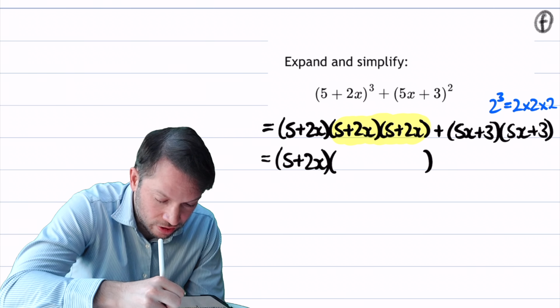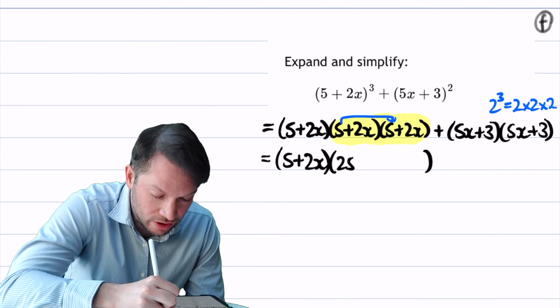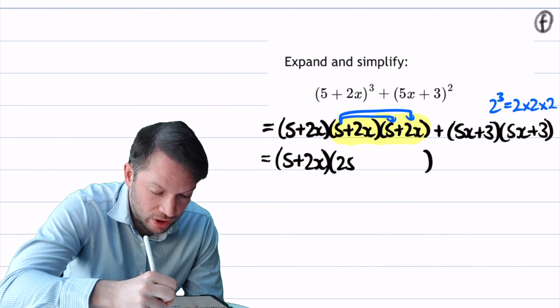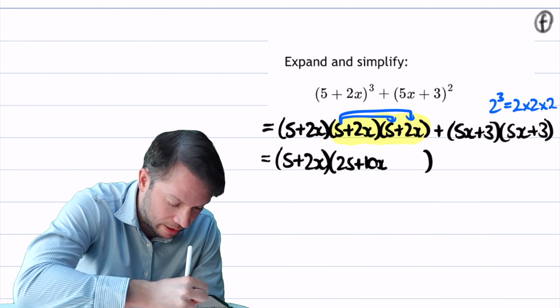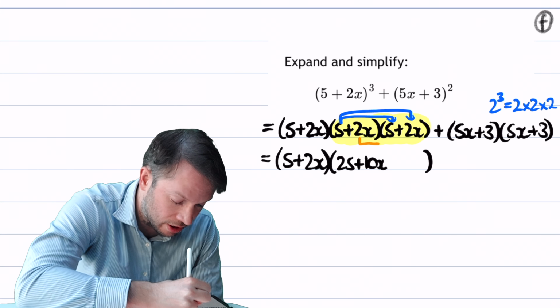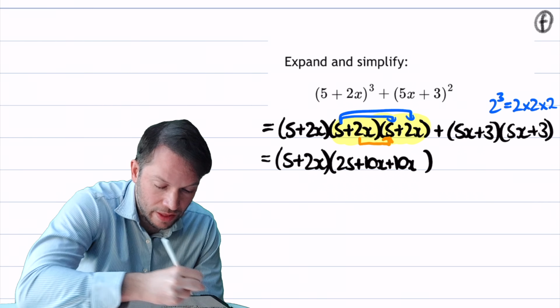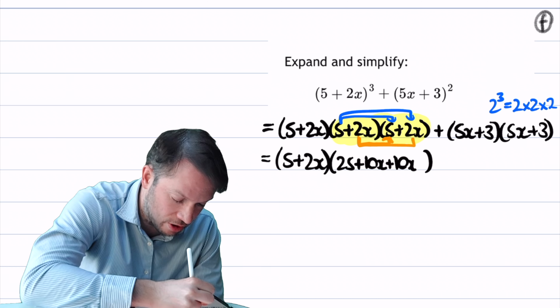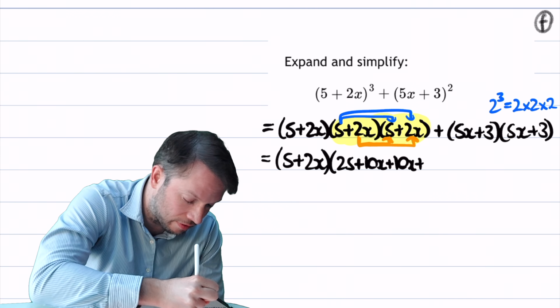So we're going to do the 5 times the 5, which is 25. We're going to do the 5 times the 2x, which is 10x. And then we're going to do that second term in the first bracket, multiplied by each in the second. So we're going to do 2x times 5, which is 10x. And then we're going to do 2x times 2x. 2 times 2 is 4, x times x is x squared. So it's plus 4x squared.